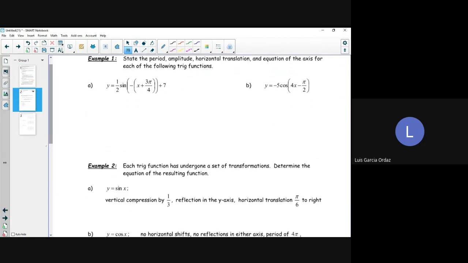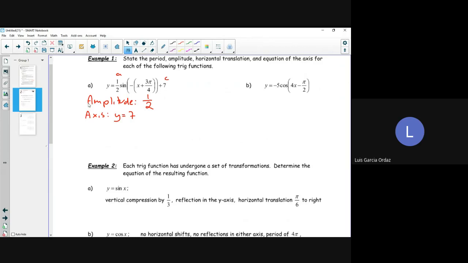So, for example, we want to state the period, the amplitude, the horizontal translation, and the equation of the axis for each of the following examples. So, let's start with the easy thing first. What would our amplitude be in this equation? 1/2, because that's our A value. Let's go with the other easy thing. What is our axis of symmetry? Y is equal to 7. That's our last number. So remember, this is A and this is C.